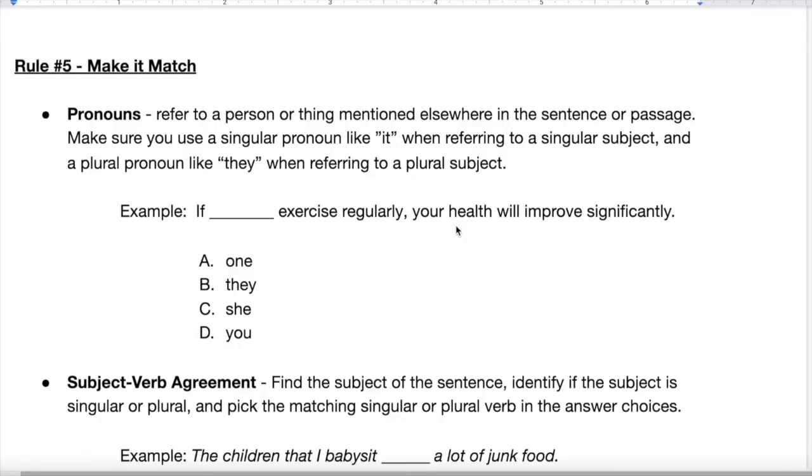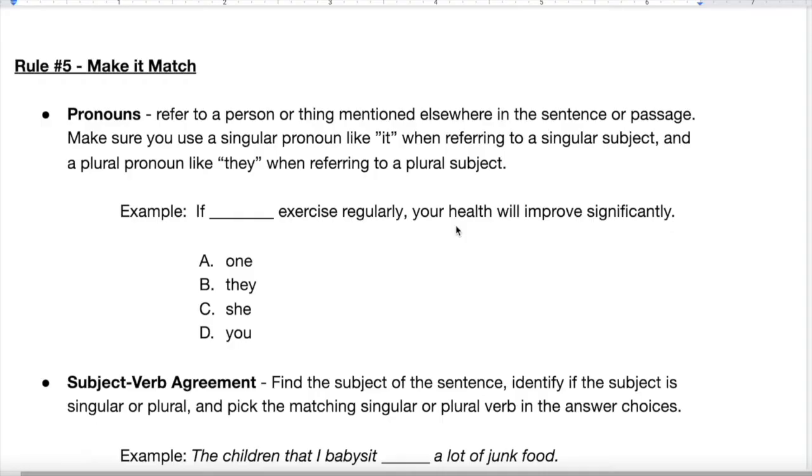If you exercise regularly, your health will improve significantly. Great. I mean, try the other ones. They sound awful. If one exercise regularly, your health will improve significantly. No. Try the next. This hurts, but try it. If they exercise regularly, your health will improve significantly. No. Think of the next one. If she exercises regularly, your health will improve. Oh, it hurts me so much.